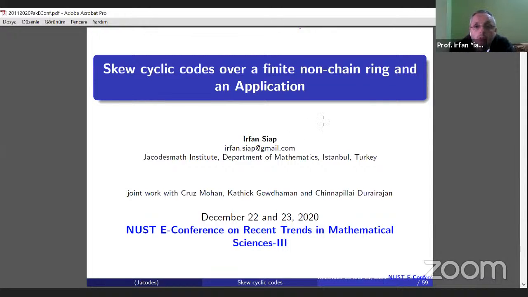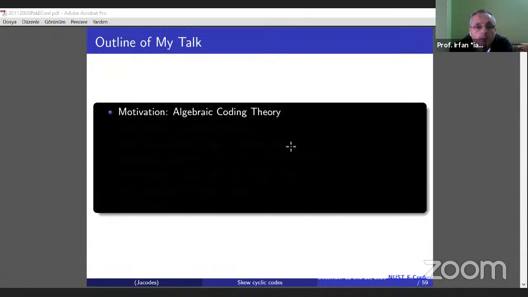I'm going to talk about a paper which is a joint paper with Cruz, Keitik, and Chinat Pilaya. However, I have designed it so that mostly it can be followed by the participants, given the fact that we have a range of areas here.